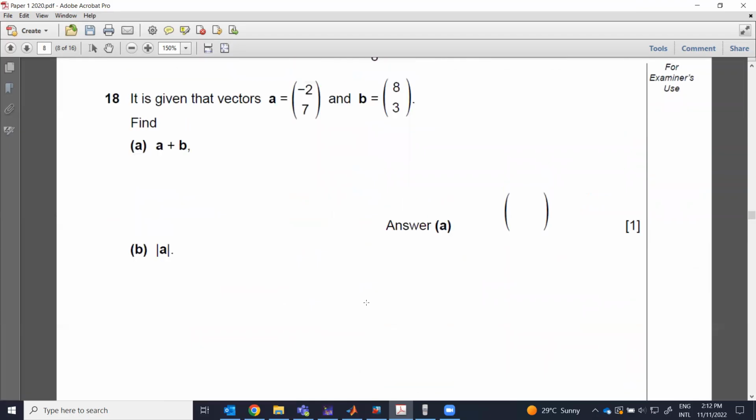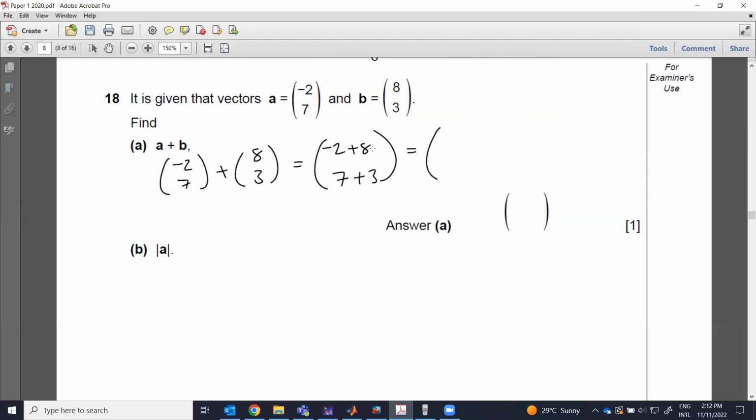Then 18 on vectors. So it is given that the vector A is negative 2, 7, and B is 8, 3. Find A plus B. A plus B, you just add the corresponding elements. So we have minus 2, 7, plus 8, 3. So to get our A plus B, you say minus 2 plus 8, and then 7 plus 3. So this is minus 2 plus 8 is 6. 7 plus 3 is 10. So that is your vector A plus B.